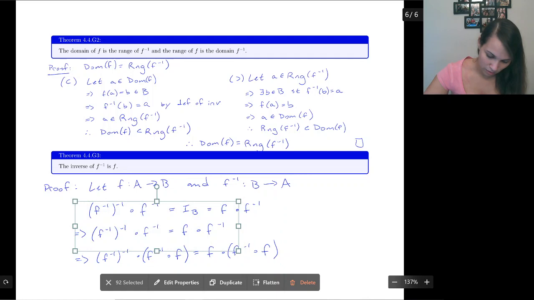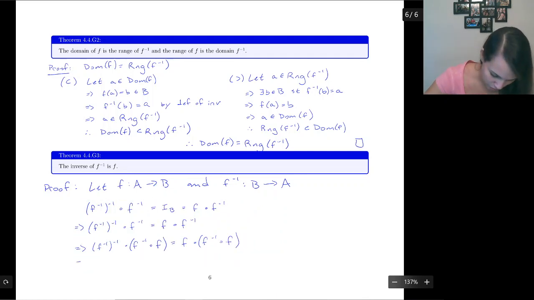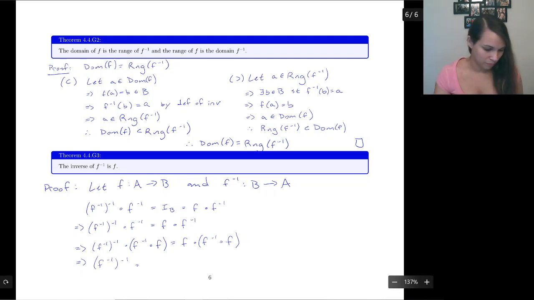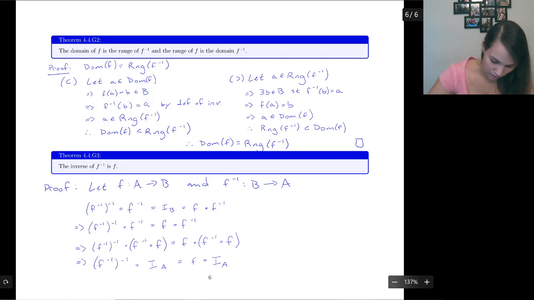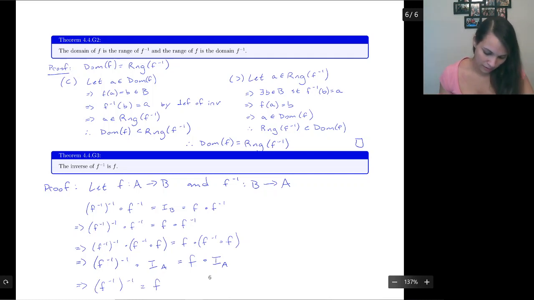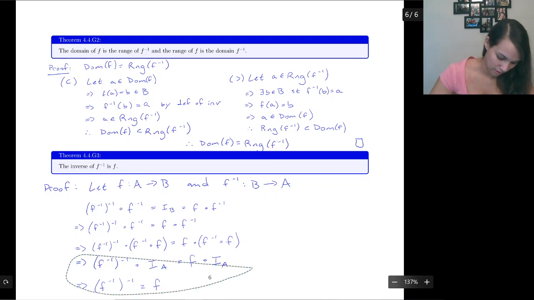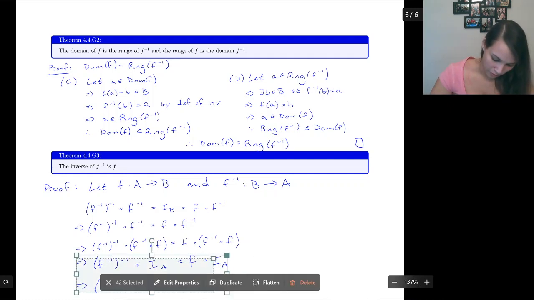Mwahaha. So then from here we have f inverse inverse composed with the identity function on A equals f composed with the identity on A. And thus we are left with f inverse inverse is equal to f. Okay, there we go.